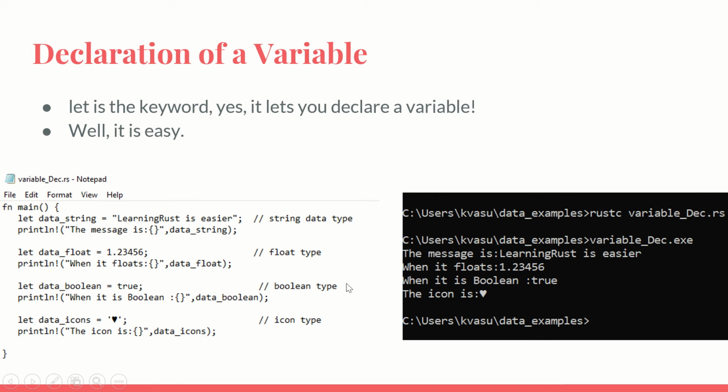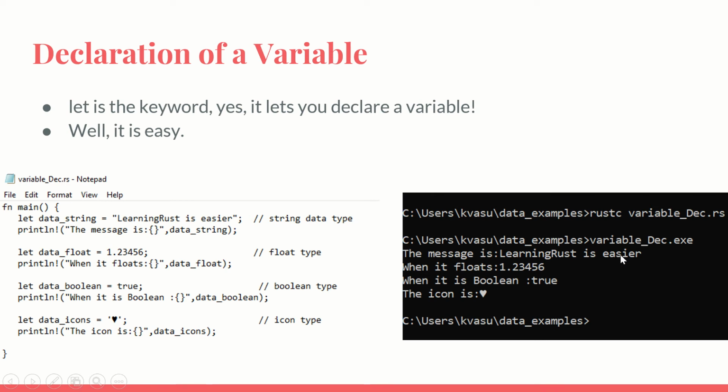Now, please understand the point. Let is the keyword that we need to use for declaring a variable, and it is very easy to go ahead with declaration of a string or a float or a boolean or an integer or even icons. It's pretty easy. Now, when you want to run it, what is the compiler that we use here? rustc. rustc is the compiler, followed by variable underscore dec.rs. That's the name of the file. You can see that here.